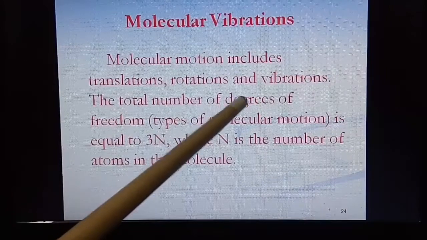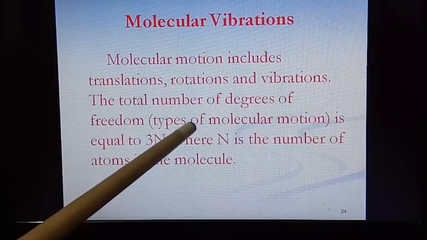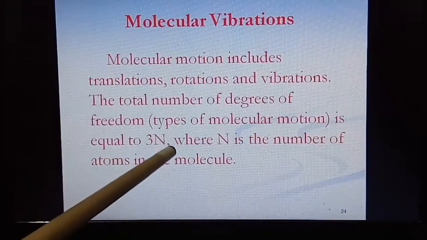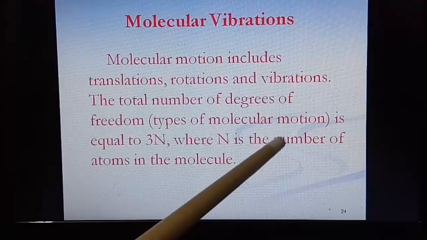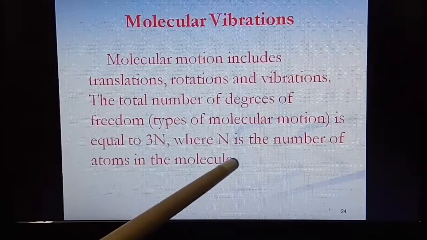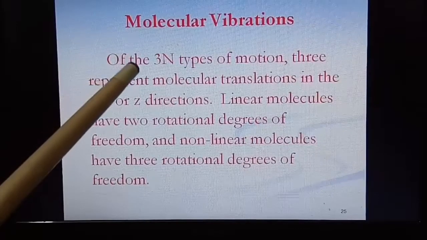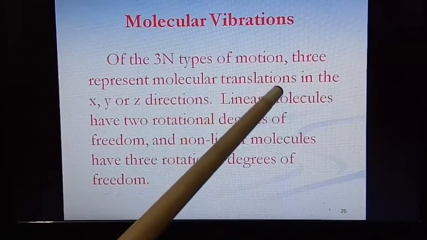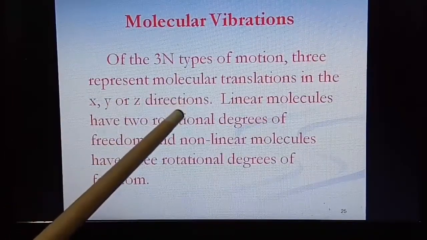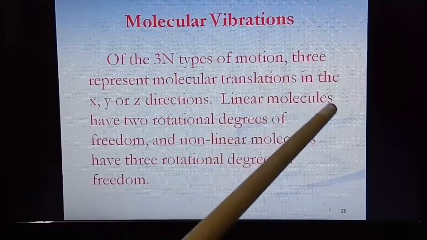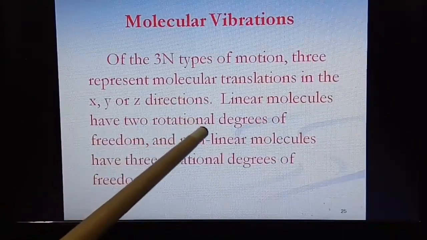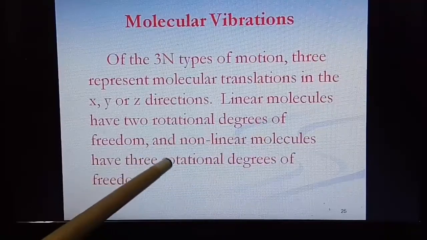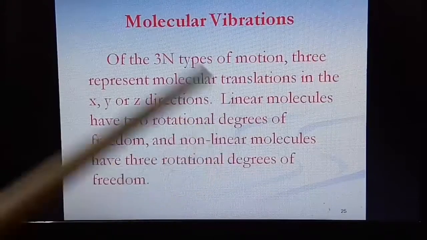The total number of degrees of freedom, that is types of molecular motion, is equal to 3n, where n is the number of atoms in the molecule. Of the 3n types of motion, 3 represent molecular translations in the x, y or z directions. Linear molecules have 2 rotational degrees of freedom and non-linear molecules have 3 rotational degrees of freedom.